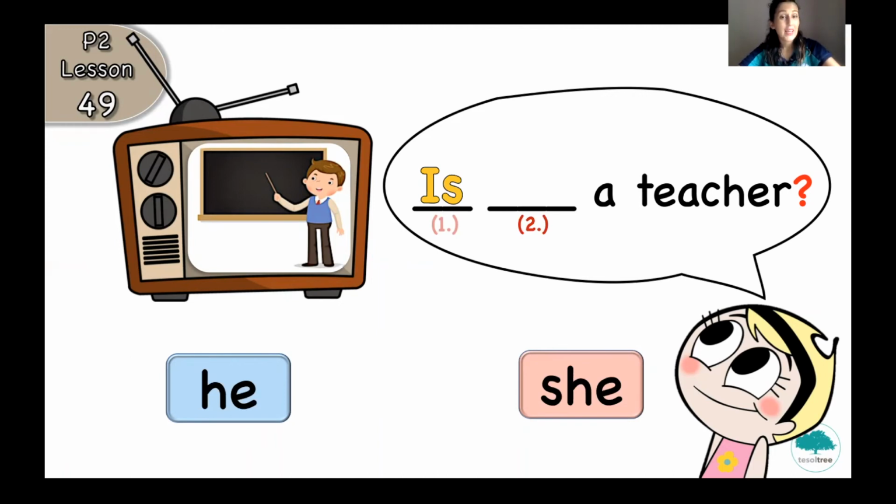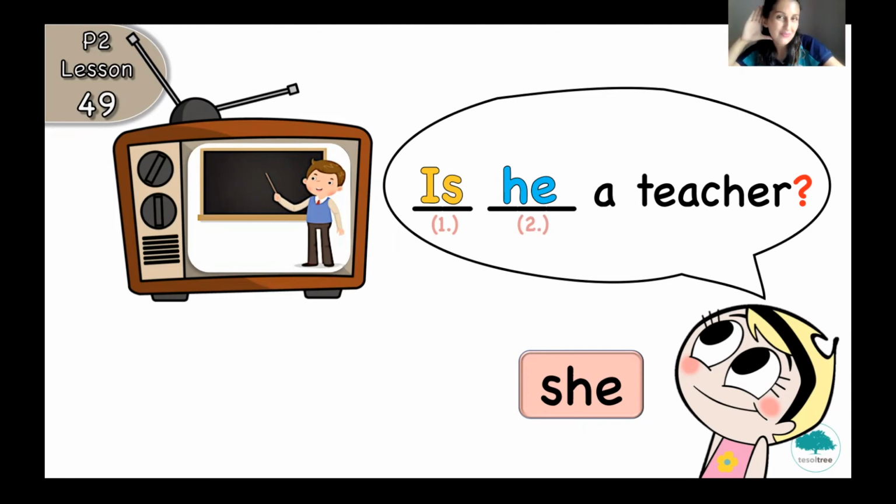Then let's decide what we have to choose, he or she. Let's have a look at the picture. We can see a teacher. Is it he or she? He, yes, he is a man. That's why we use he. And let's read our question now. Is he a teacher? Can you repeat? Is he a teacher?